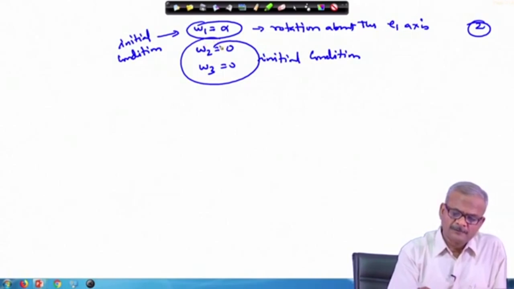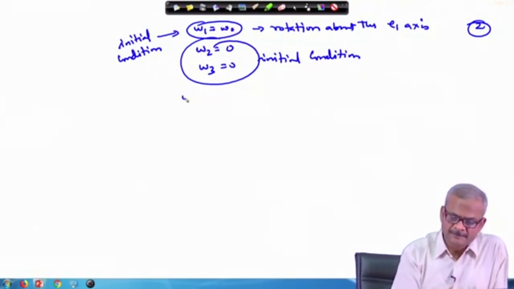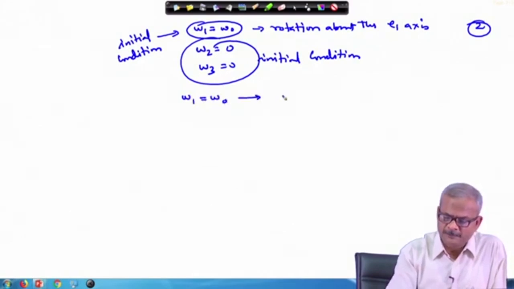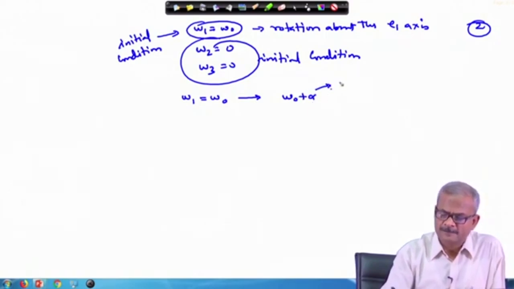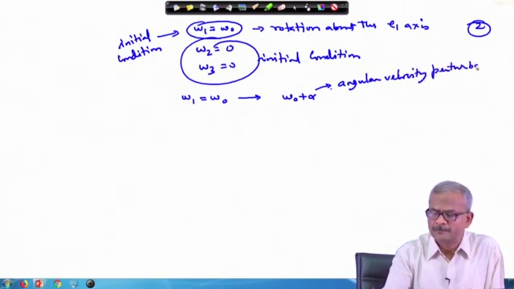This is also initially, now from this value the system is perturbed, or maybe we can put it as something like omega 0. Okay. Now, a perturbation is given. So, omega 1, which is equal to omega 0, is perturbed to omega 0 plus alpha, where alpha is the angular velocity perturbation along the E1 axis.